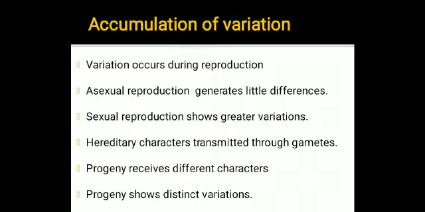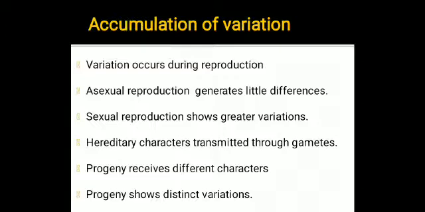But sexual reproduction shows greater variation. Why? Because 23 chromosomes come from the mother and 23 chromosomes come from the father. So the child gets different chromosomes from two different bodies. That's why it shows the greater variation.